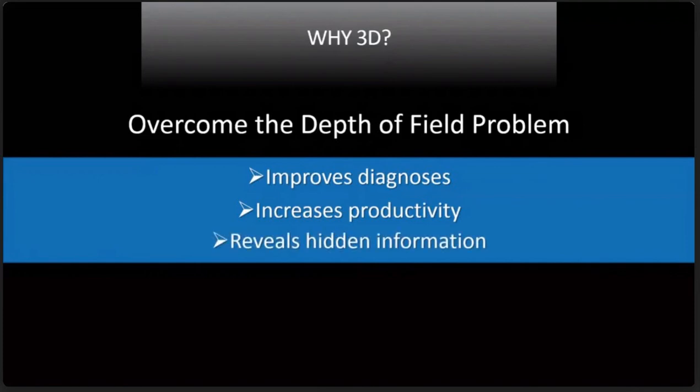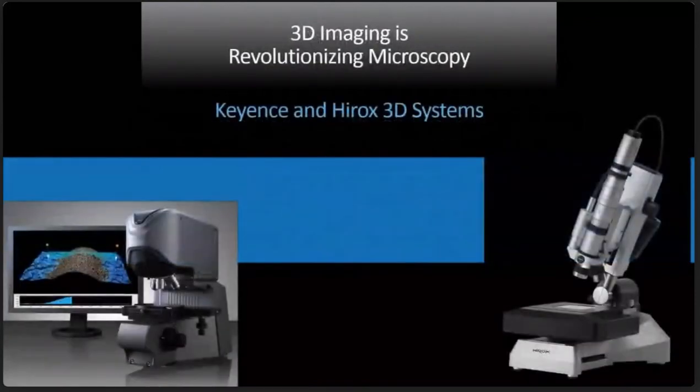So by looking at 3D, you can improve your diagnosis, you can increase your productivity, because instead of making 5-micron sections, you can make sections of 100 microns or more. And it reveals hidden depth information you could not see otherwise. 3D imaging is revolutionizing microscopy. These two companies, Keyence and Hirox, make 3D systems. They're quite expensive, and they allow you to see surface. They're mainly for surface, not for transmitted light. Our system can be for transmitted light, fluorescence, reflected light.